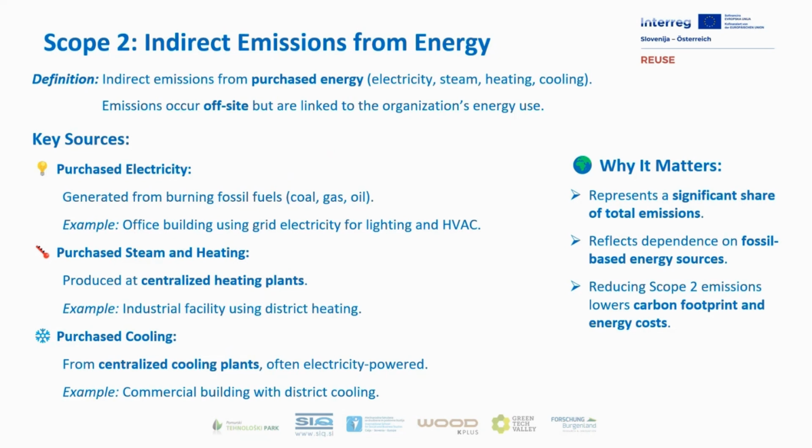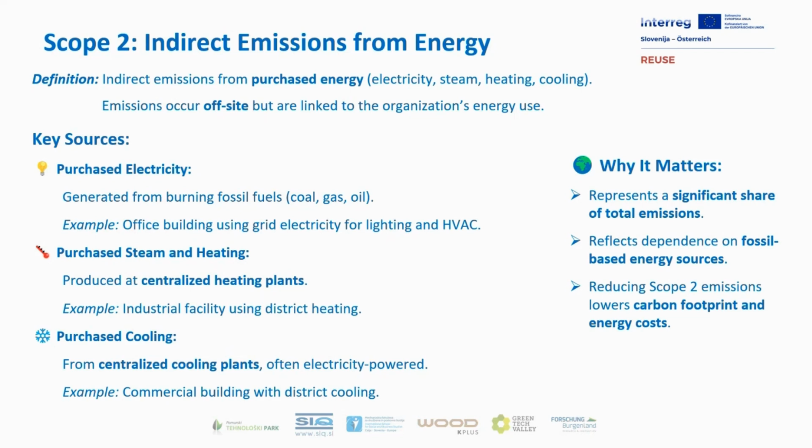purchased cooling. Cooling is often purchased through centralized cooling plants that use electricity to operate. For example, large commercial buildings connected to a district cooling system will indirectly generate emissions from the electricity used to run those systems. So why does Scope 2 matter?